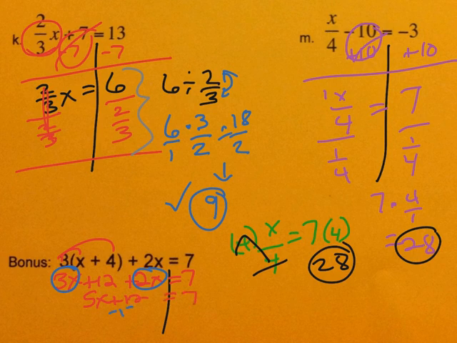Subtract 12 from both sides, or add a negative 12 to both sides. Leaves me with 5x equals negative 5. Divide both sides by 5, and we get x equals negative 1 as our final answer.